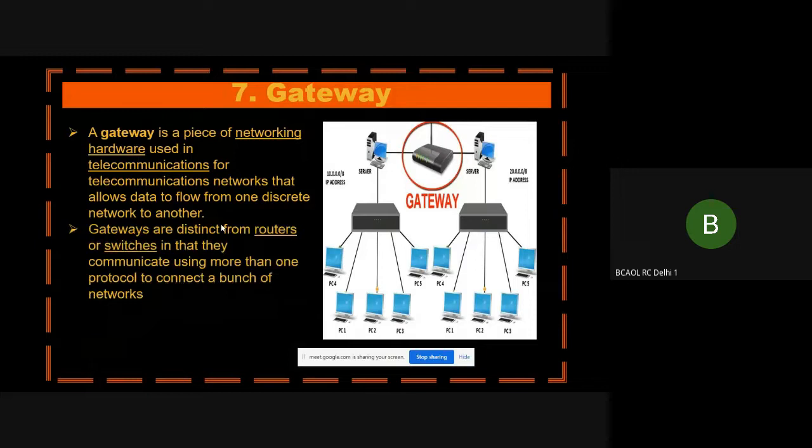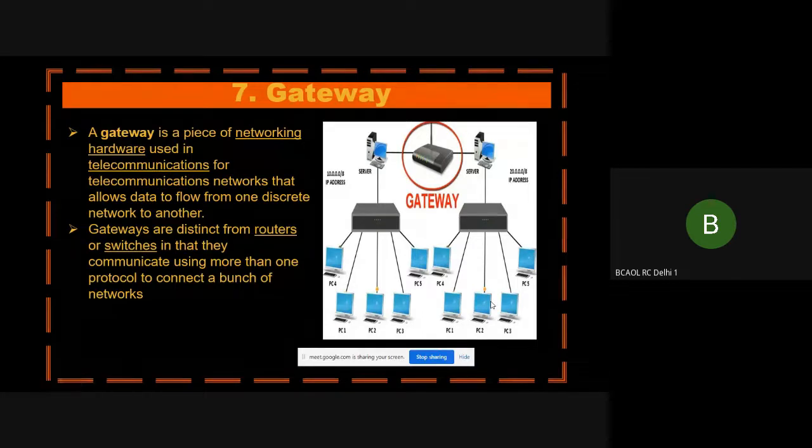And gateways are distinct from routers or switches in that they communicate using more than one protocol to connect a bunch of networks. So how are routers and switches different from gateways? Gateways have more protocols in them. That means if it is for email, it will have a protocol. If it is for hypertext transfer protocol, or for file transfer, it will have different protocols. So for different networks it will have many protocols in it, so that it can connect to different types of network.